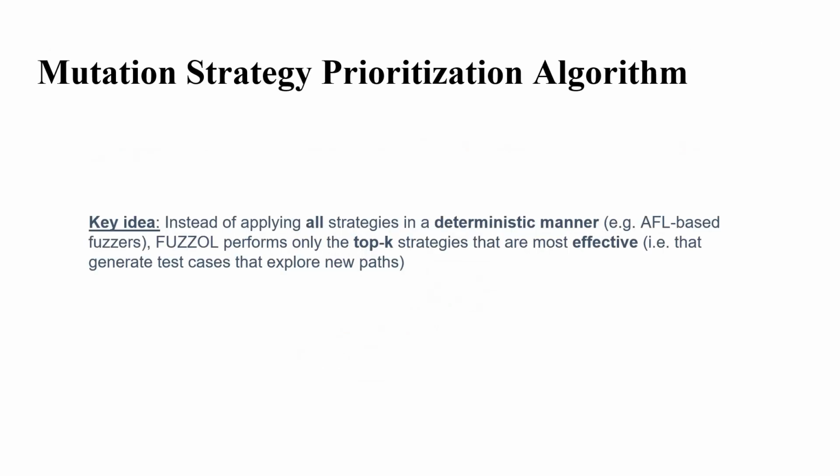The main idea of the mutation strategy prioritization algorithm is to focus exclusively on applying the top K most effective strategies for exploring new paths. This contrasts with most fuzzers, which typically apply all strategies in a deterministic manner.